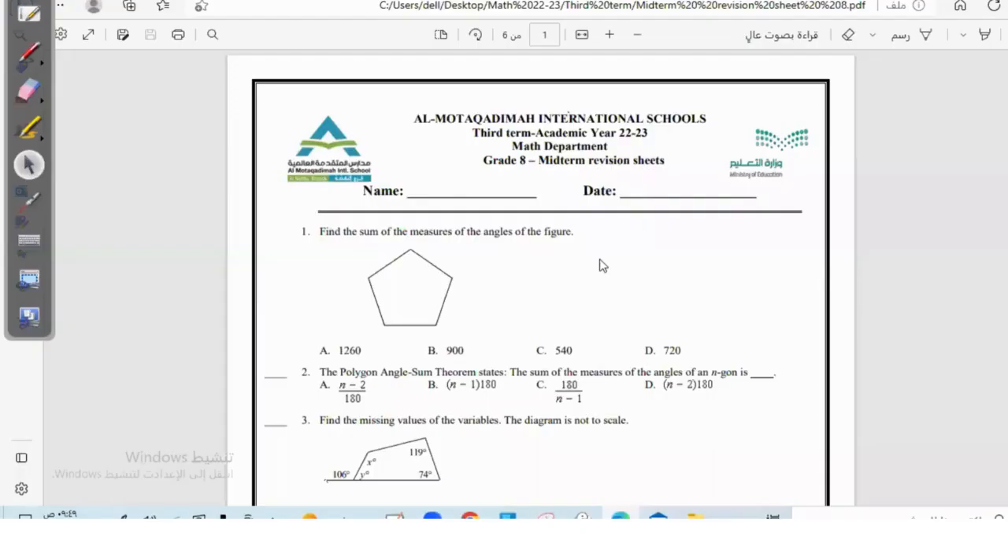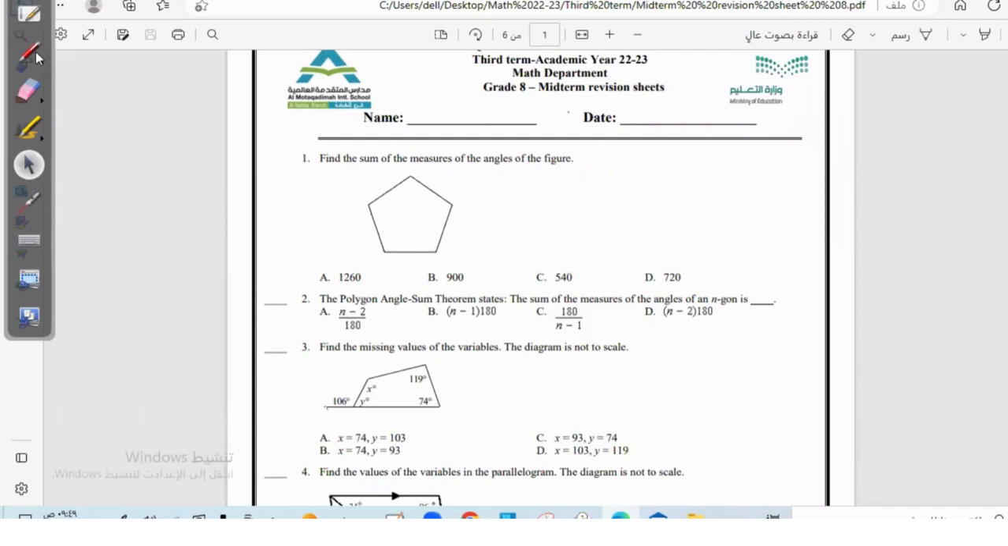The first question: find the sum of measures of angles of the figure. So how can I find this? Yes, the rule, which is what? N minus 2 multiply 180. So n here, how many?